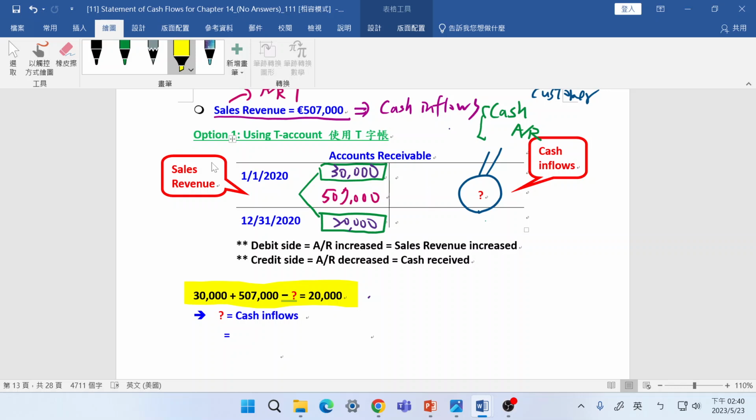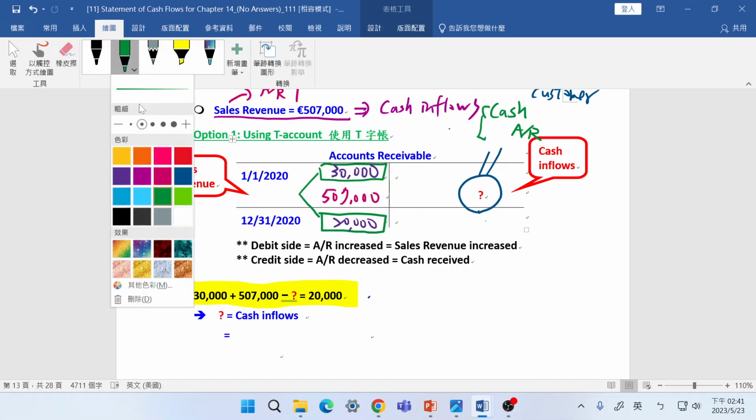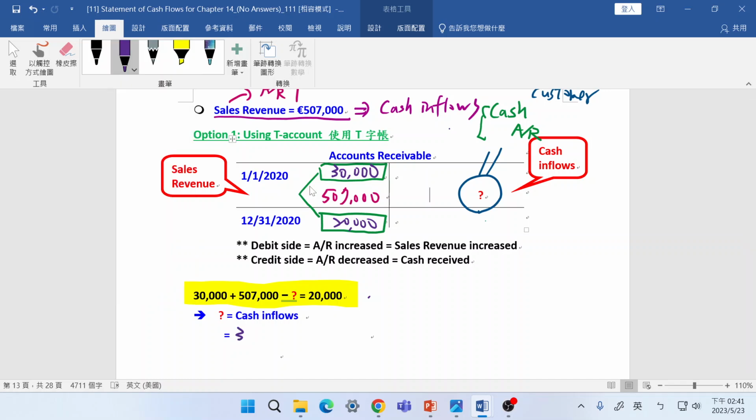Okay, so just do your math. Could you find out the question mark? Yes, right? So what's the question mark? Should be 30,000 plus 507,000, then minus 20. So will be $517,000. My cash inflows. That's it. That's how we find out cash inflows.